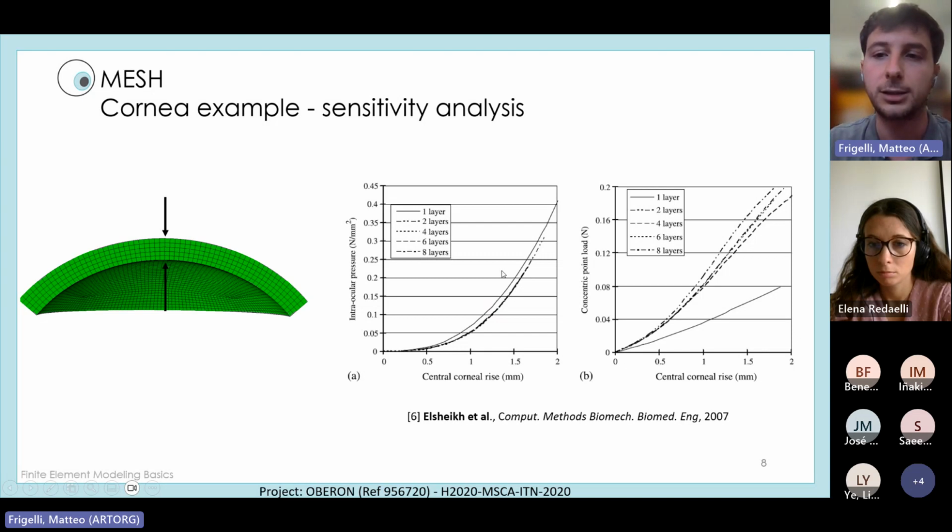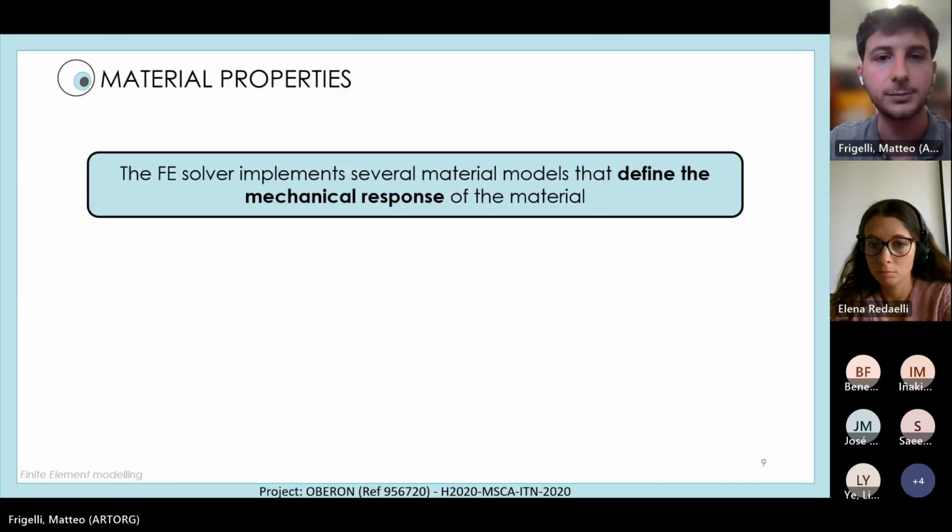But they also showed that if they increase the elements from 2 to 6, the solution is not really more accurate. So the accuracy doesn't really increase after number 4. This means it will not be necessary to have 8 or 6 layers that will increase the computational cost, because we can reach the same accuracy with 4 or 5 layers of elements. So this means having a sensitivity and performing a sensitivity analysis.